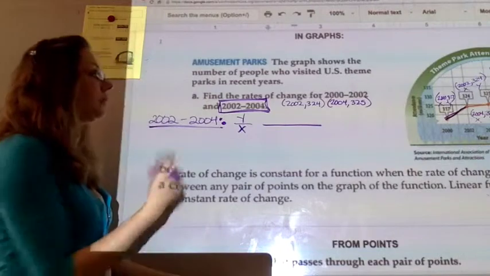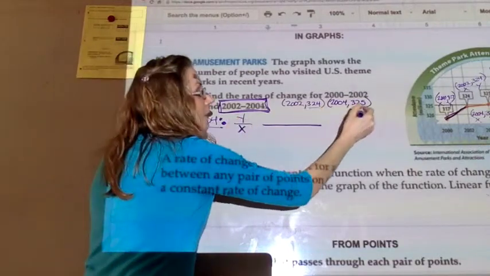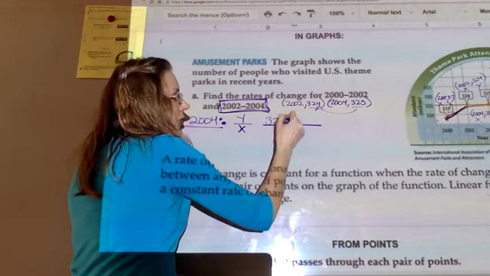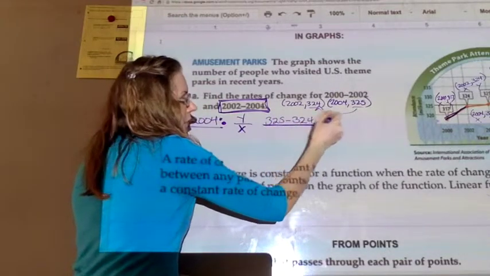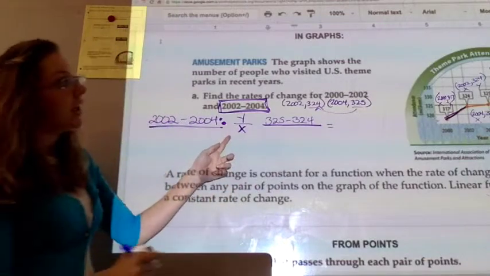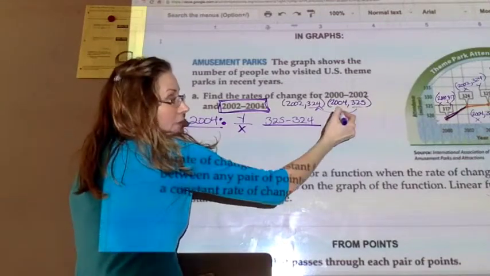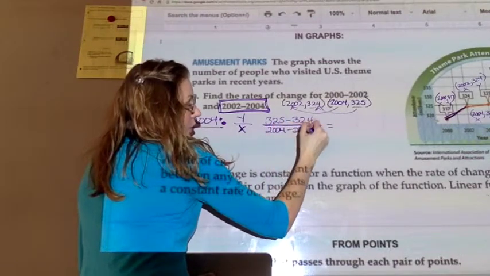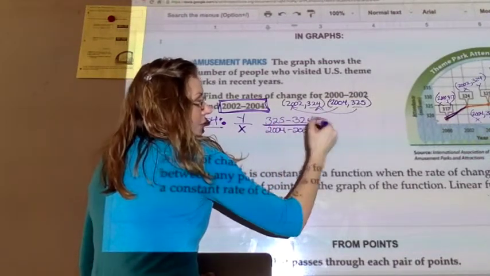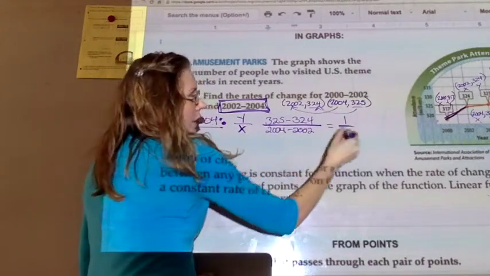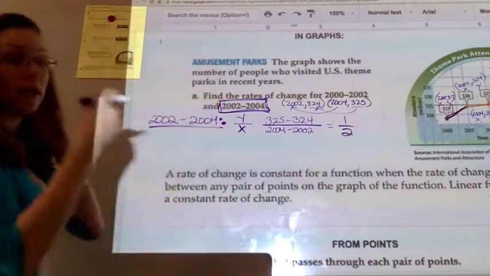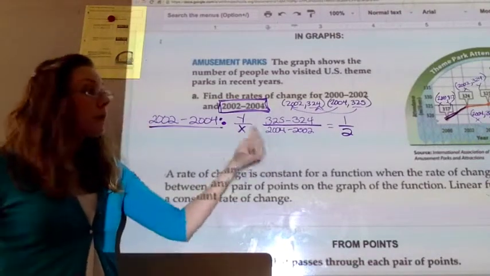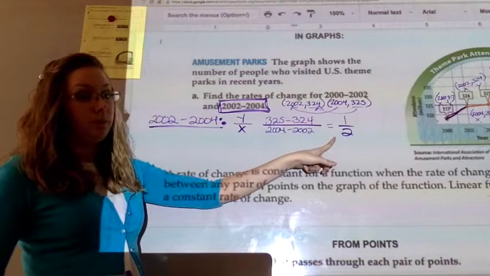Okay. I'm going to do my change in y. So I look at my two y's and I'm going to subtract them, starting with this one. So I'm going to do 325 minus 324. I'm going to do my change in x's. If I started with this y, I have to start with that x. So 2004 minus 2002. Here, if I subtract those, I get 1 over 2. Now, again, I could simplify that to 0.5, but there's no reason to. Slope or rate of change makes sense to be as a fraction.